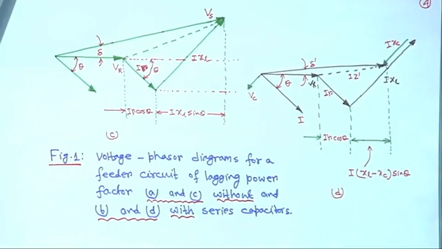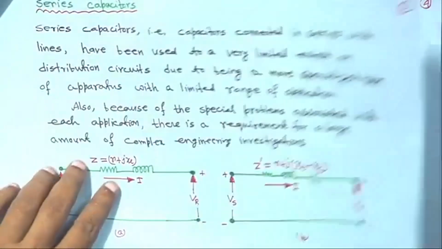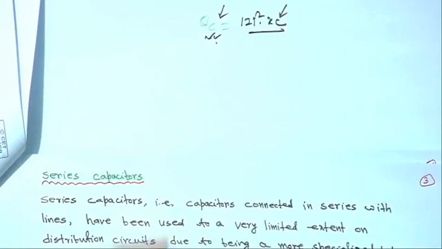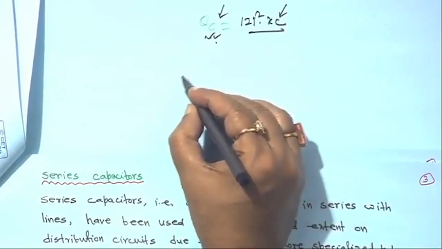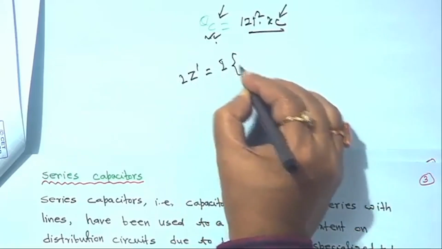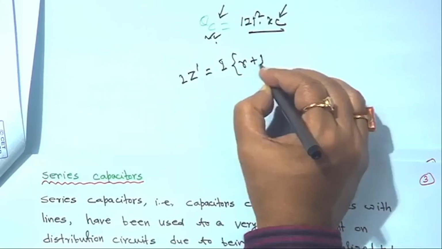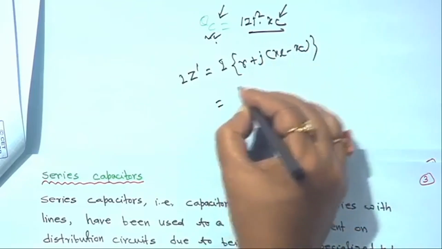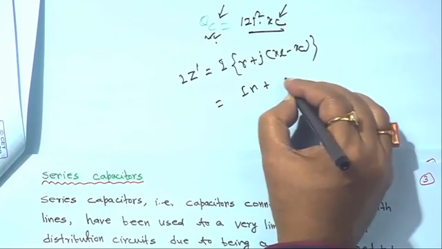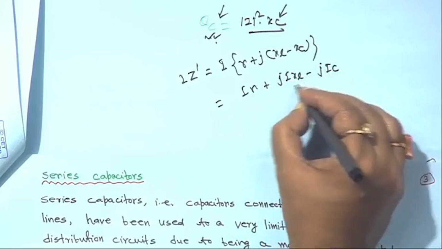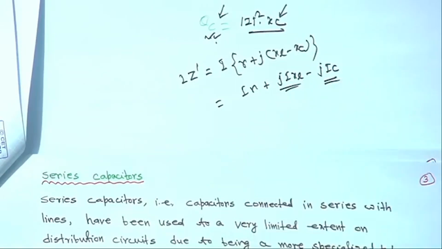So, when you are putting a series capacitor, suppose the voltage drop in Iz dash is equal to I times R plus j, XL minus XC, right. So, if you multiply this, IR is okay, then it is jIXL minus jIXC. So, from this one, this is getting subtracted.